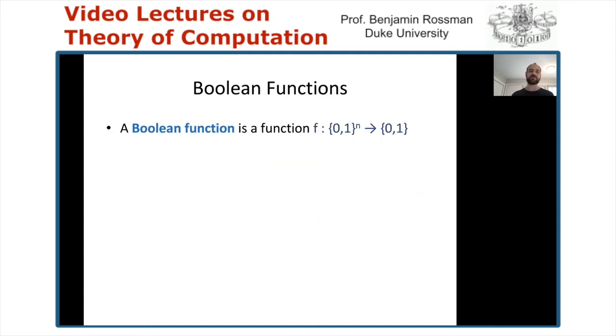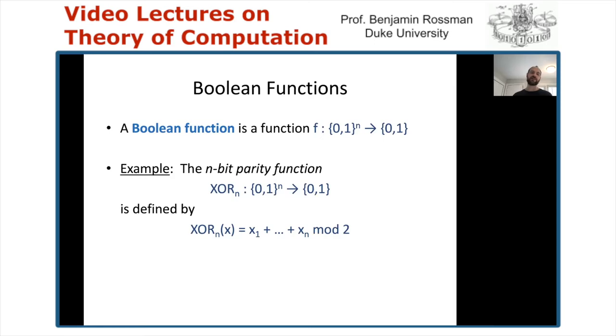So the central objects of study in circuit complexity are Boolean functions and Boolean circuits. A Boolean function is a function from the hypercube, so the set of n-bit strings, to {0,1}. And a running example in this lecture will be the n-bit parity function, denoted XOR sub n. This maps a string x to the parity of the number of ones in x, so the sum of coordinates x1 to xn modulo 2.